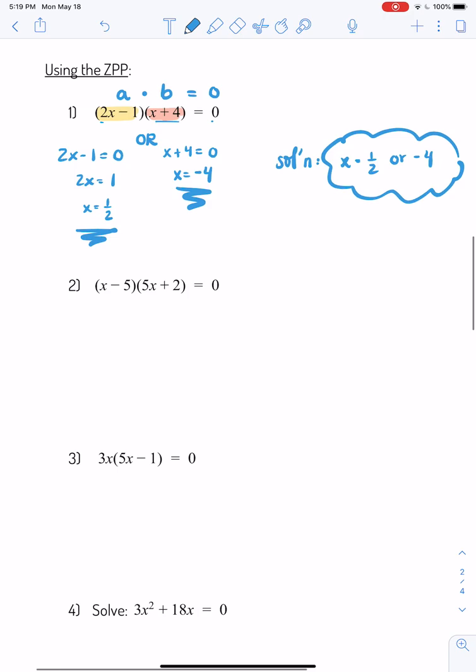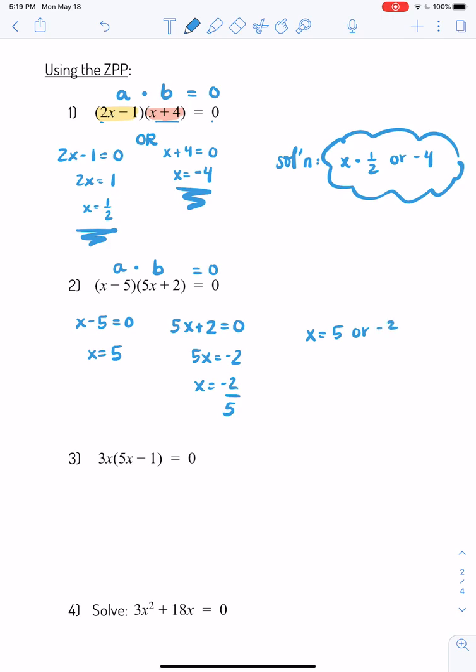So let's repeat. Again, we have a quadratic in factored form. So we have a times b is equal to 0. We're going to see, okay, what if a is equal to 0? Well, then x is equal to 5. What if b is equal to 0? Then we have to do some more undoing. And we know that x is equal to -2/5. So x is equal to 5 or -2/5. You could also write this as x is equal to 5, comma, -2/5. Both are correct forms of writing your answer.